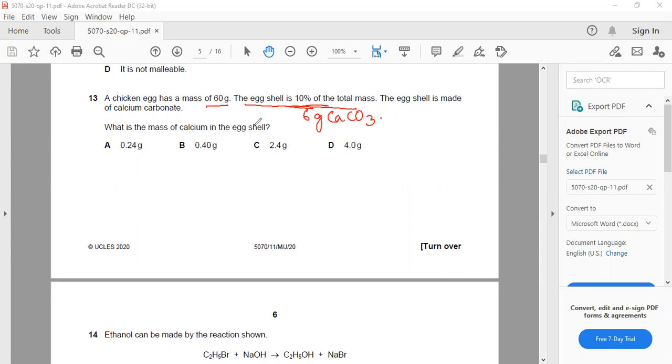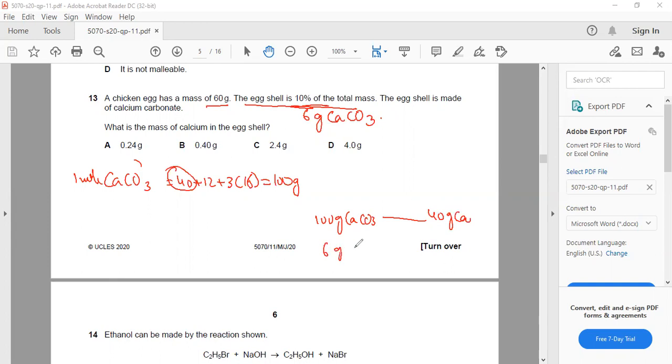What is the mass of calcium in the eggshell? So first we have to know the formula mass of the whole compound. 40 plus 12 plus 3 into 16 is 100. So 1 mole calcium carbonate is 100 gram. How much calcium is there? 40. So you can say 100 gram calcium carbonate has 40 gram calcium. 6 gram calcium carbonate, how many gram? So the answer will be 2.4 gram, which is C.